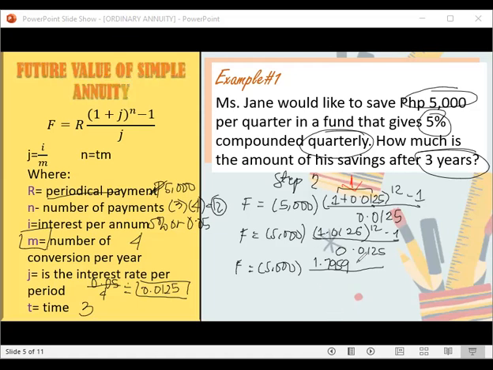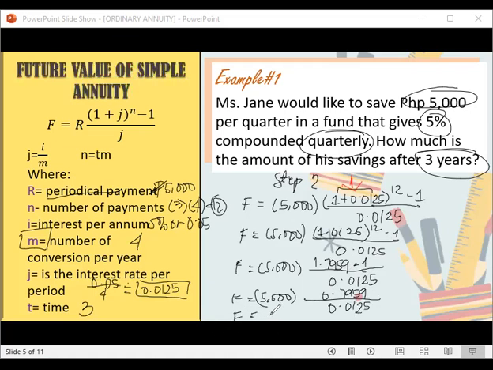Okay? So, minus 1 over 0.0125. Next, of course, we subtract 1. So, copy 5,000 times, now we subtract: 1.7959 minus 1 is 0.7959, all over 0.0125. Okay, so we're almost there. Just copy 5,000. Next step is, we can now divide.